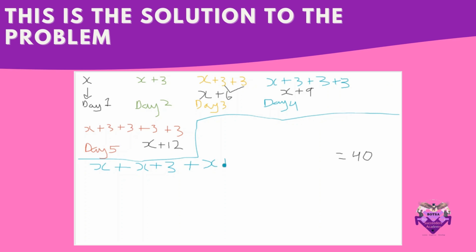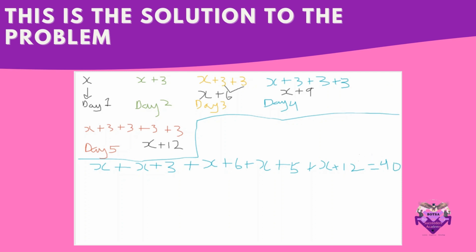On day 4 he sold X plus 9. On day 5 he would have sold X plus 12. All right. Okay, I'm going to have to move the 40 from on top there because it's not fitting. So I'll write it below here and I would erase it from right here. So now we have an equation.